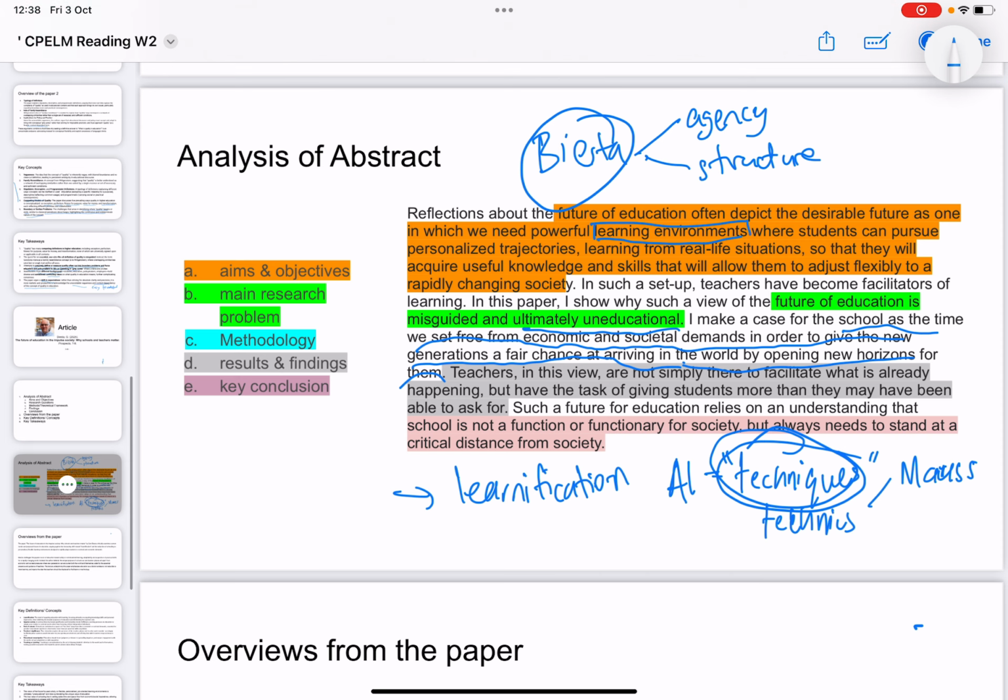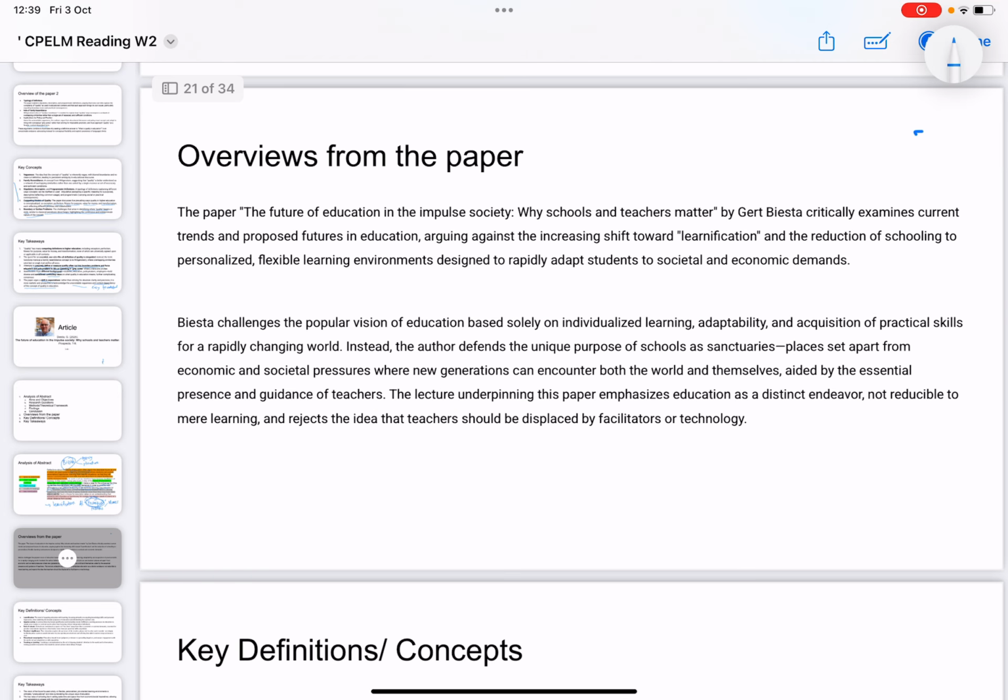So Biesta actually does just this. Biesta talks about how it's important for schools to be more than a place that reproduces humans for the economic and societal demands. So he critically examines the current trends and proposed futures in education, arguing against the increasing shift towards learnification and the reduction of schooling into personalized and flexible learning environments. Again, he makes some really good arguments here.